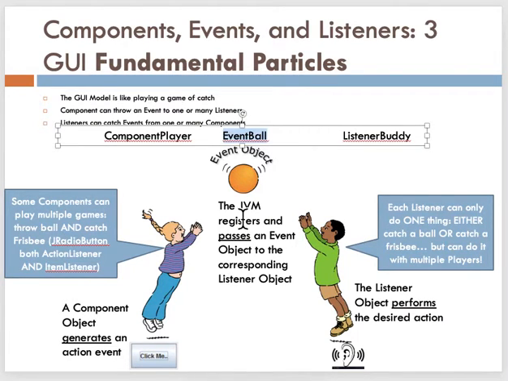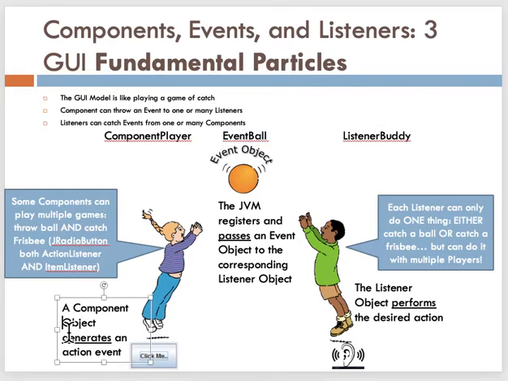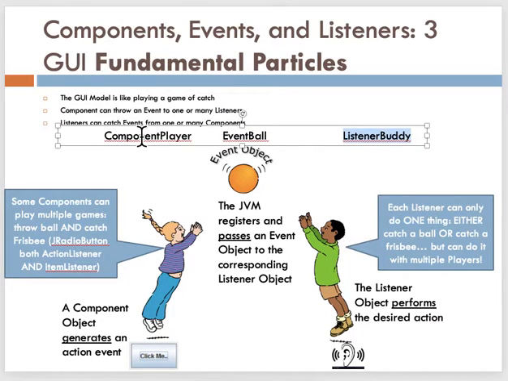the event itself. And so the way that it works is that a component object like a button generates an action event. And before it generates that, a listener object registers with that component object. So it tells the JVM, the Java Virtual Machine, that, hey, this buddy wants to play with this player. So they're put into a game together. They're registered together. Once they're registered together, the player can throw the ball to the catcher.